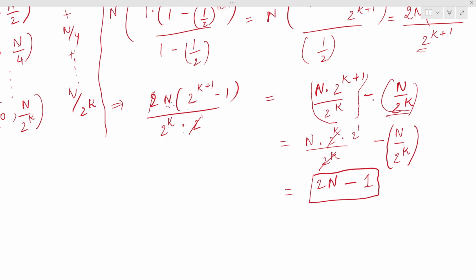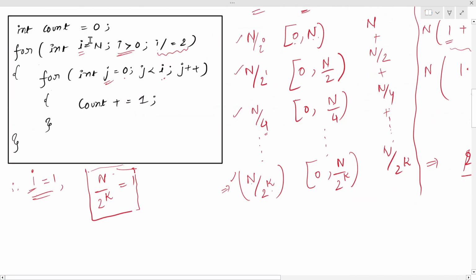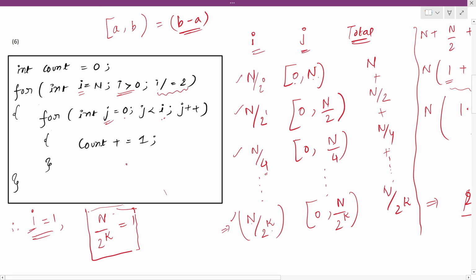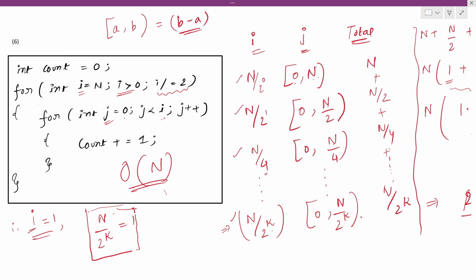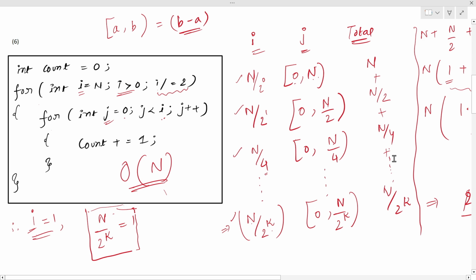Nothing much we have done, guys. We have reduced this 2 power k plus 1 into 2 power k into 2, and made it something like this. So 2n minus 1 is your answer. That means what is your time complexity? Simple, Big O of n. In 2n, we need to neglect that constant, so Big O of n is the time complexity. Again we have used the same strategy: we took the i value, we took j, and we simplified the total, and the total brings out an equation. From that equation you can derive your complexity.